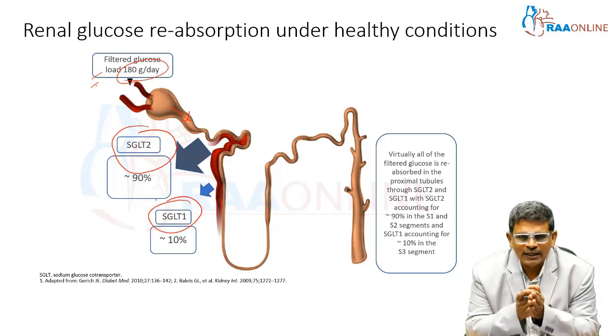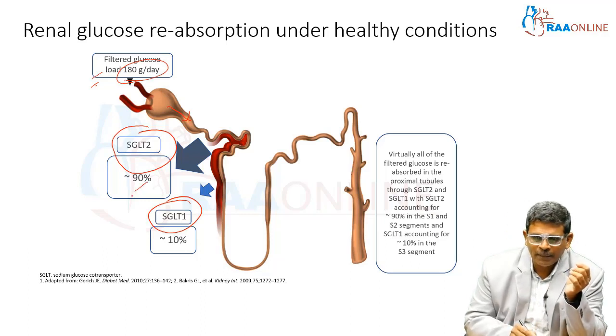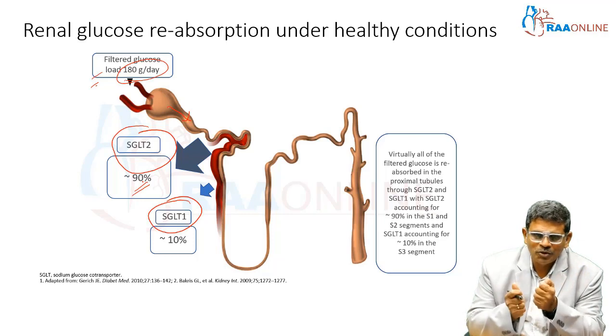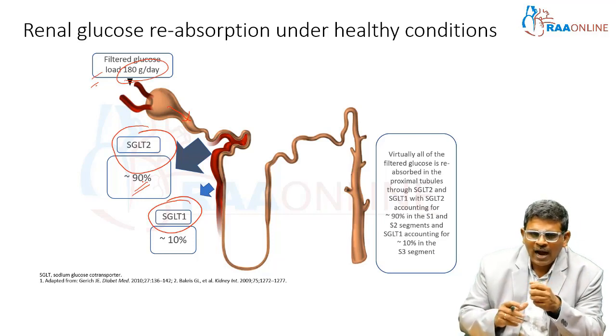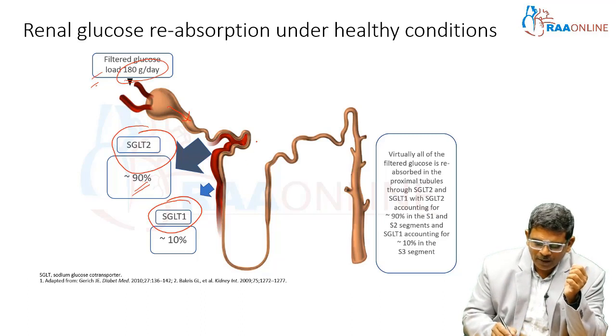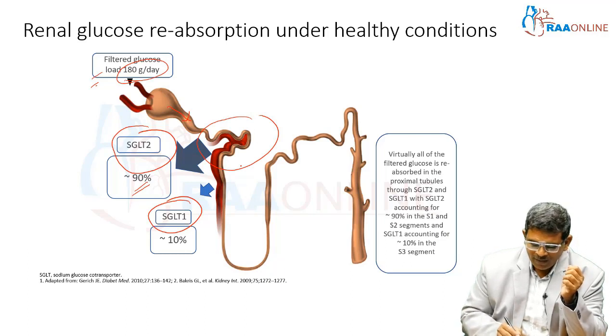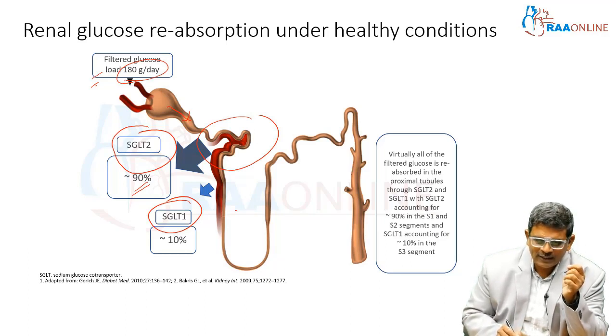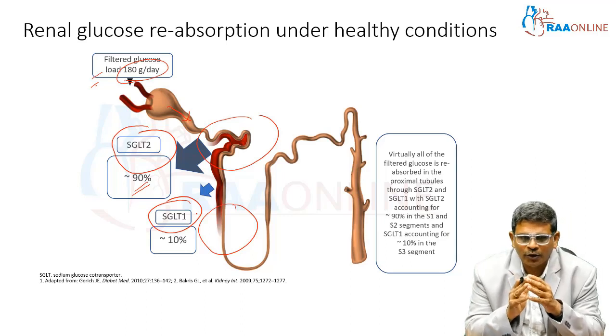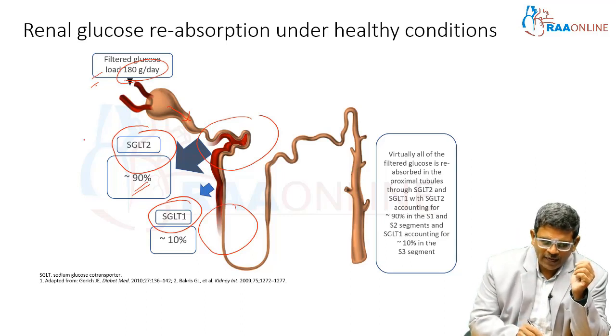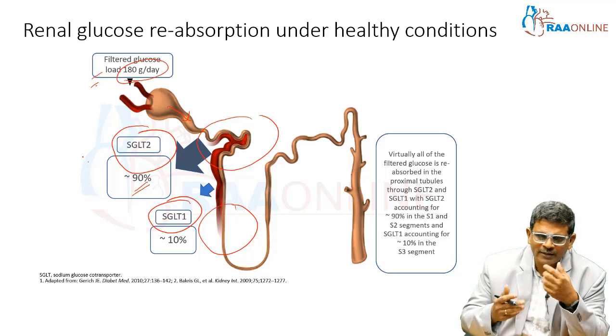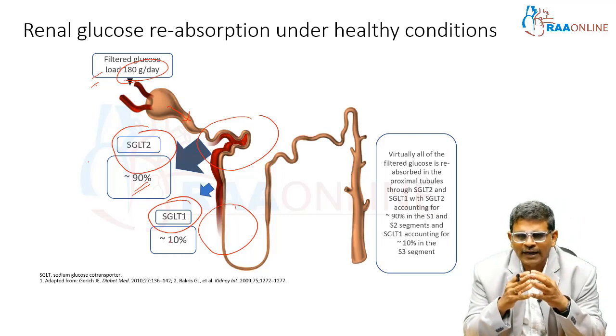So what are SGLT2 and SGLT1? They are the sodium glucose transporters 2 and 1. SGLT2 accounts for 90% of the glucose that gets reabsorbed after being filtered from the glomerulus. These SGLT2 receptors are predominantly present in the proximal convoluted tubule in the S1 and S2 segments, whereas the SGLT1 receptors are present in the S3 segment. So SGLT2 accounts for 90%. We will see why SGLT2 accounts for 90% and why SGLT1 accounts for 10%.